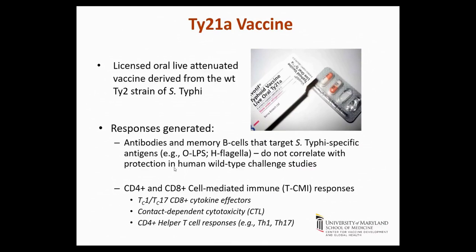And one of the two vaccines that has been licensed in the United States is the oral live attenuated vaccine strain Ty21a. Now, over the years, we understood the immunogenicity of this vaccine and defined that both antibody and memory B cells are induced. However, they tend not to correlate with the protection from human wild-type challenge infection.